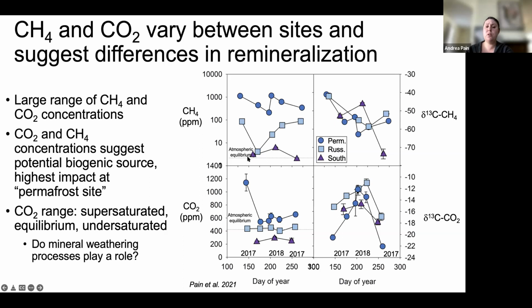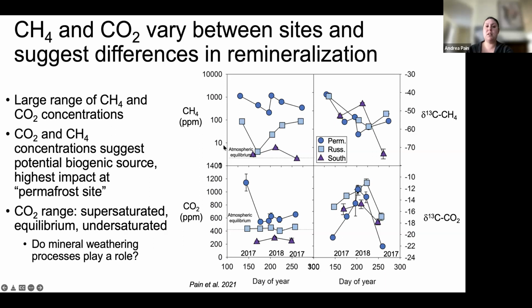If we look at CO2, on the other hand, we see a little bit of a different story. We still see some significant differences between sites. So the permafrost site, where all the methane is found, also has supersaturated CO2 concentrations above atmospheric equilibrium. However, the Russell site is much closer to equilibrium with the atmosphere than this permafrost site. And the southern site is actually consistently undersaturated with respect to atmospheric concentrations.